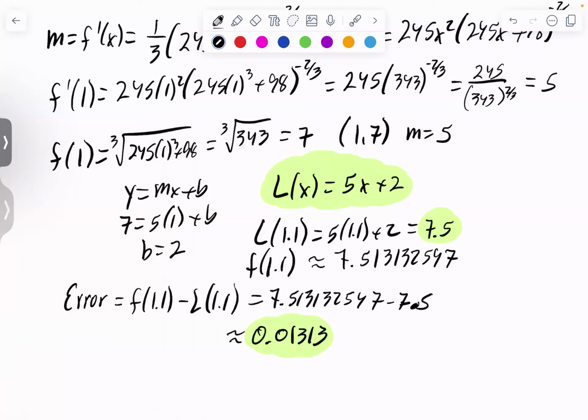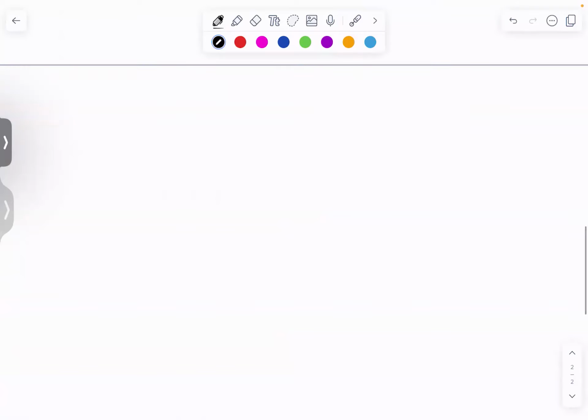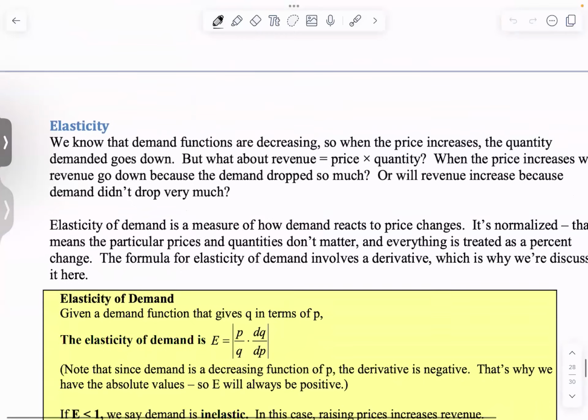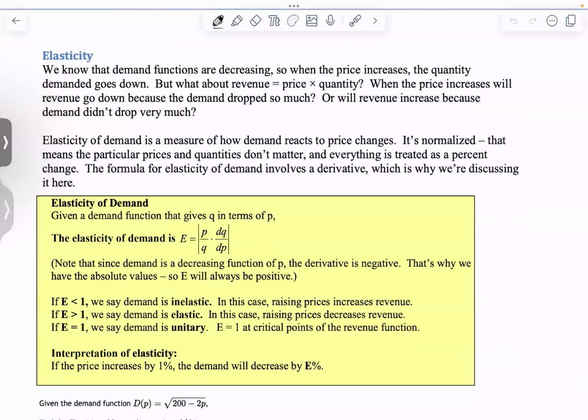And that brings us to page 2, and I'd like to go back to elasticity. I'm going to go back to our notes. We know that demand functions are decreasing. So when the price increases, the quantity demanded goes down. But what about revenue, which is price times quantity? When the price increases, will the revenue go down because the demand drops so much, or will the revenue increase because the demand didn't drop very much?